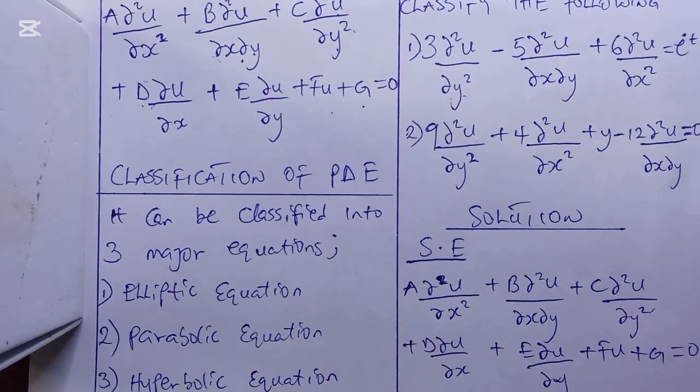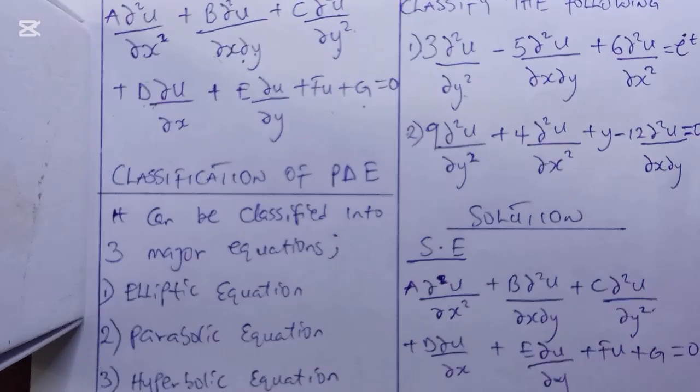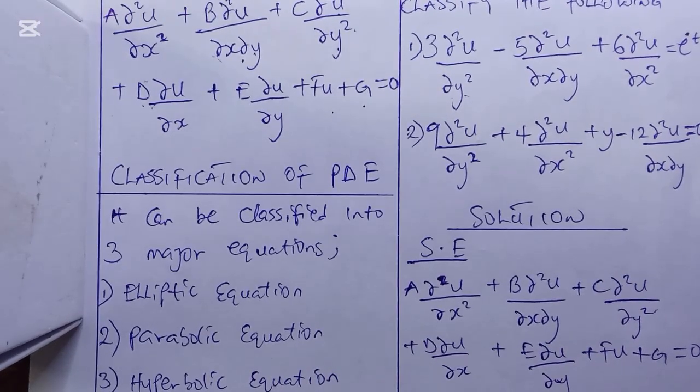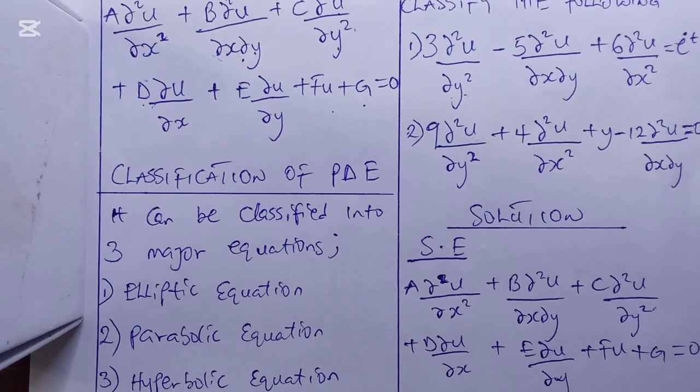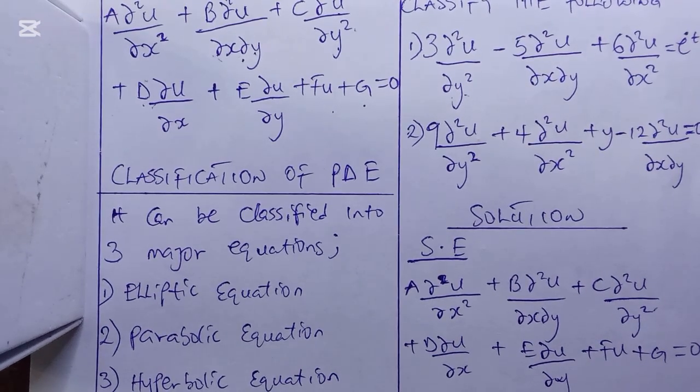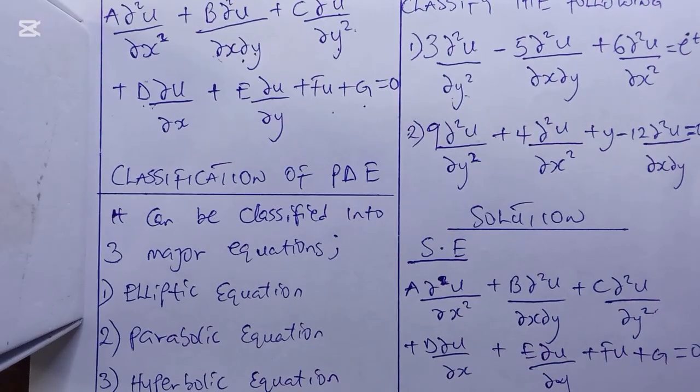So the second example says, if 9 partial square u over partial y square plus 4 partial square u over partial x square plus y minus 12 partial square u over partial x partial y is equal to 0, classify it as either parabolic, hyperbolic, or elliptic. So this is the assignment.